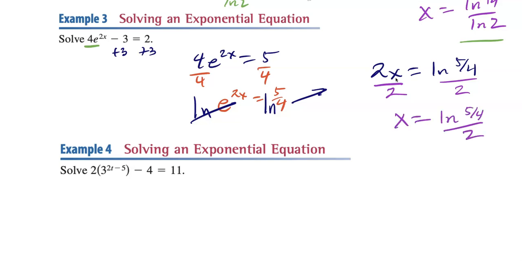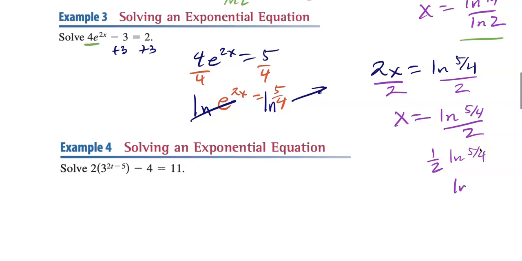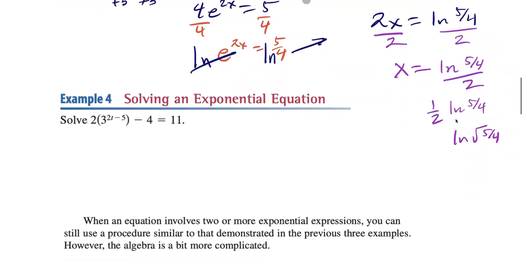Or if you want to be a little pro, you can write this a little nicer. You could say 1/2 natural log of 5/4. Or if you really want to be even more pro, we can bring the 1/2 to the front and make this natural log of square root of 5/4. Right, so all these are acceptable. I don't care which one you give me. They're all the same. This is like the nicest answer, but it's all good.